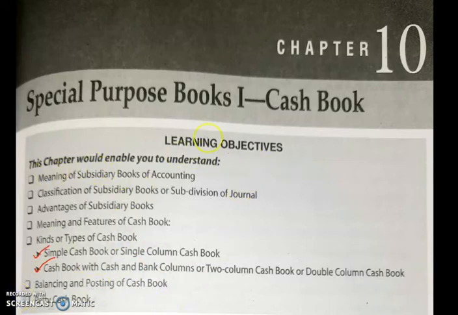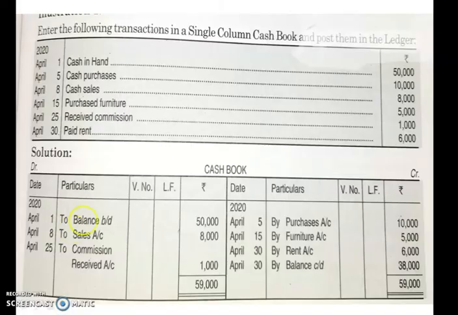So students, special purpose book 1, that is cash book. So in this chapter, these are the possible items which may come. Let us see some types of it. That is a single column cash book. Let us review this class.